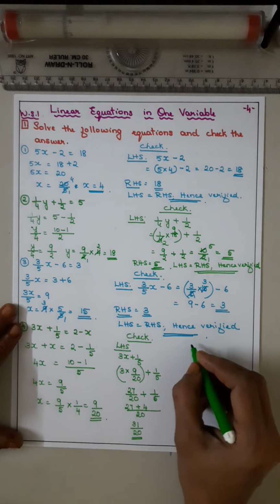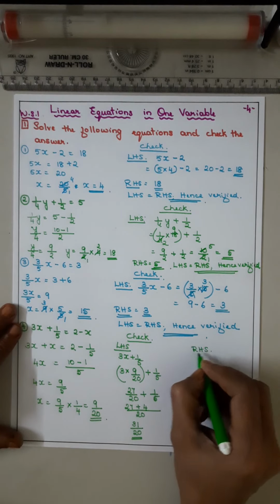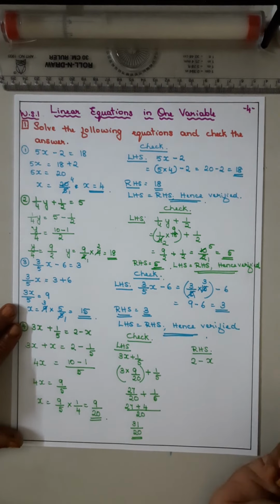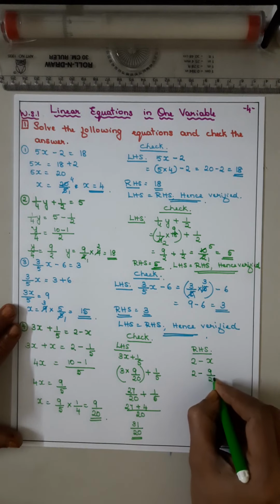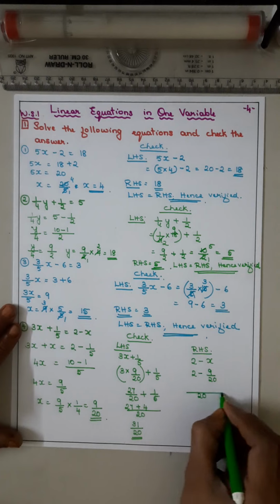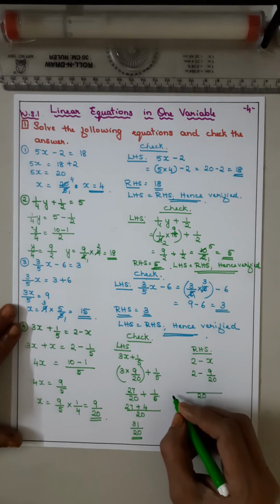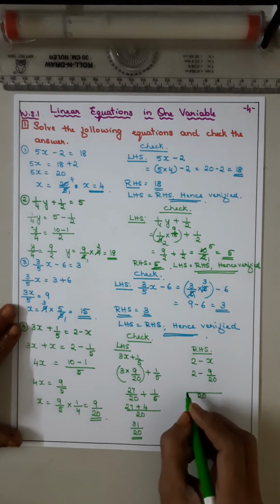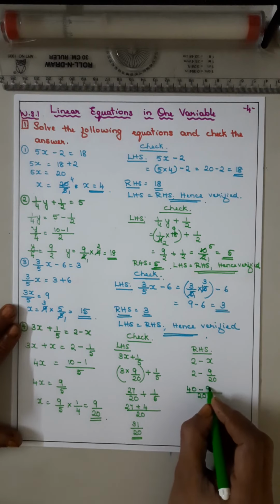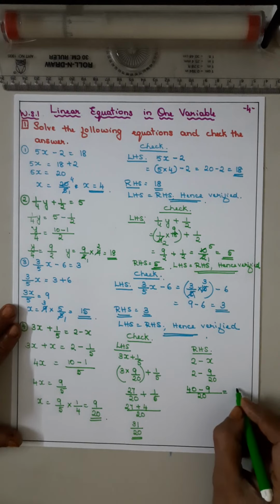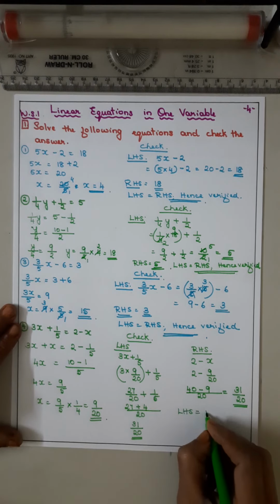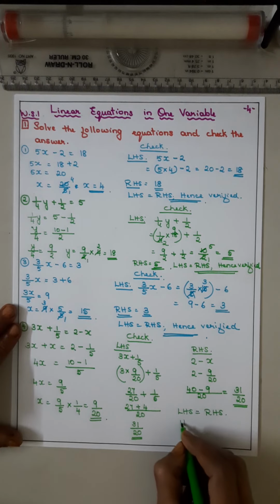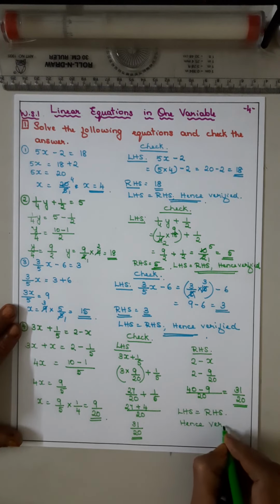So this is LHS. Now coming to RHS. 2 minus x. Now 2 minus x is how much? 9 by 20. Take the LCM. 20. 1 20s are 20, 2 20s are 40 minus 9. 40 minus 9 is 31 upon 20. Same. So LHS is equal to RHS. Hence verified.